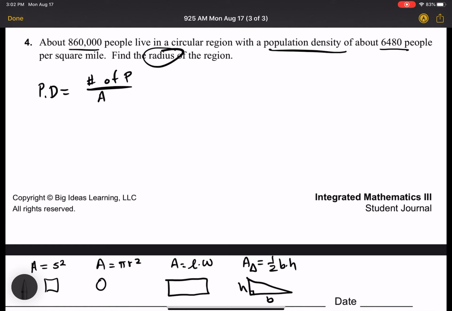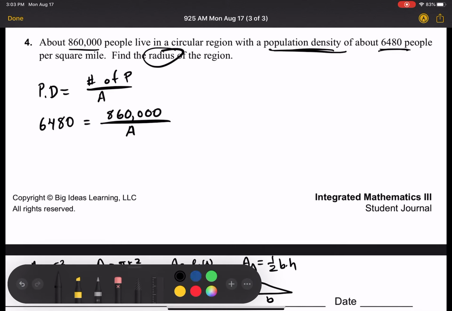So the population density is right here: 6,480 people per square mile. The number of people who live in that region is this, and then the area. We don't know the area, and we don't need to find the area for the problem, but we do need to find it in order for us to solve for the radius. So let's see how we go about solving this problem.